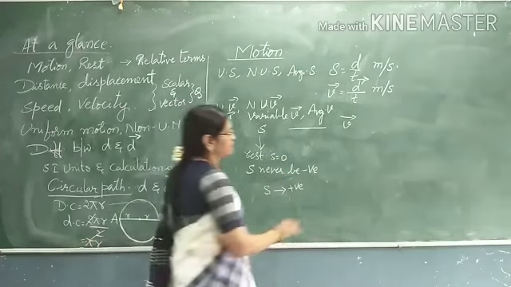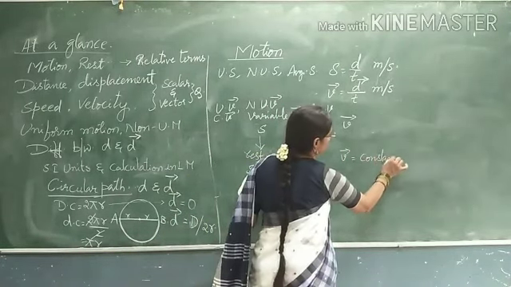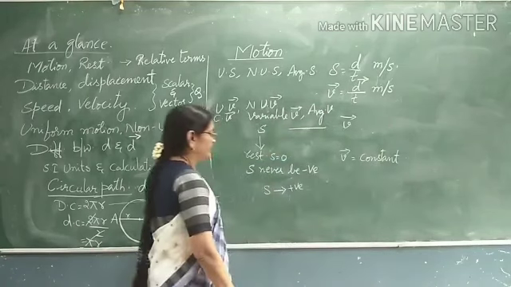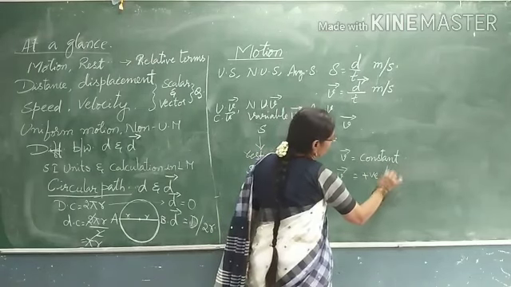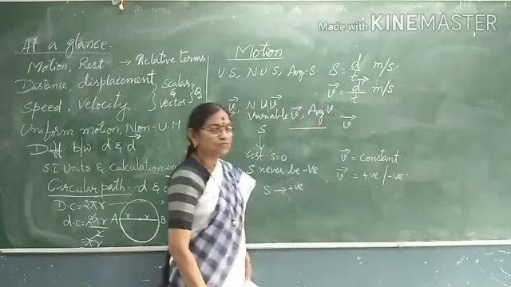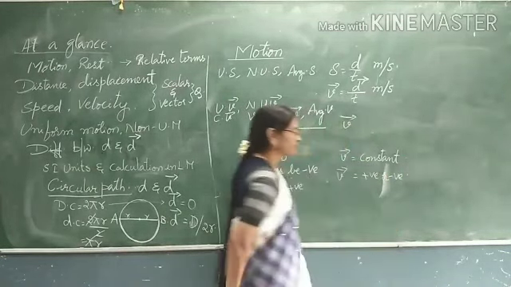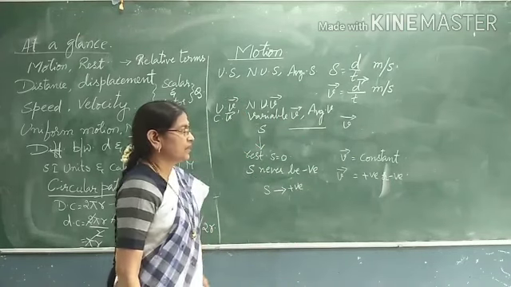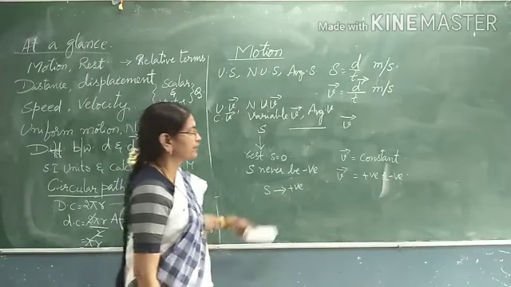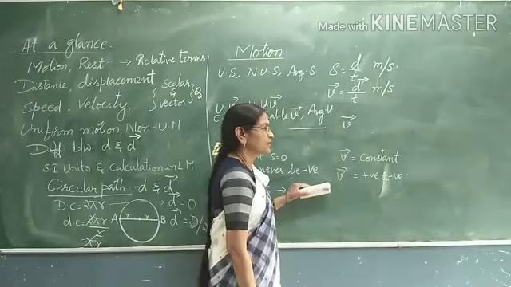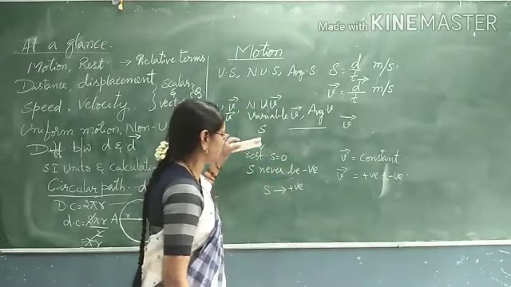Now coming to the same terminology for the velocity. Velocity may be constant. Velocity may be positive or negative. When velocity is positive, that means it is going on increasing. Then what will you say? When the velocity is constant, the magnitude of speed is zero.